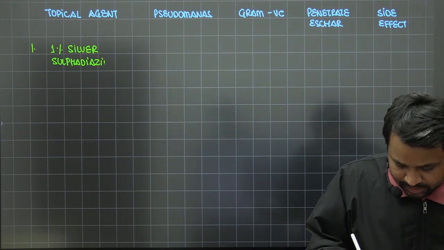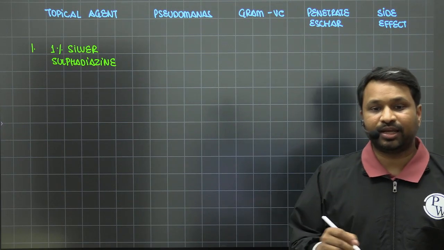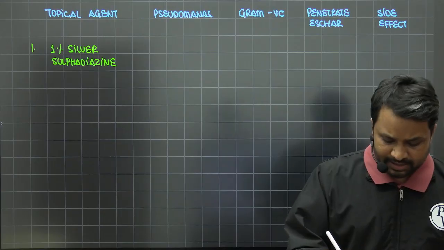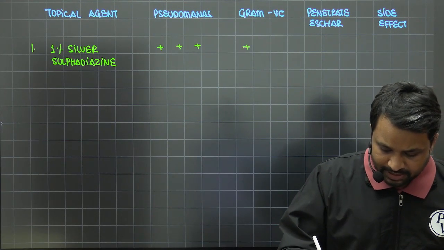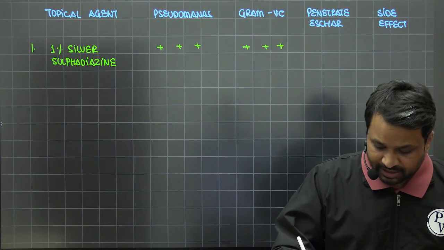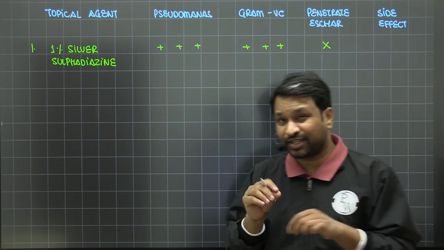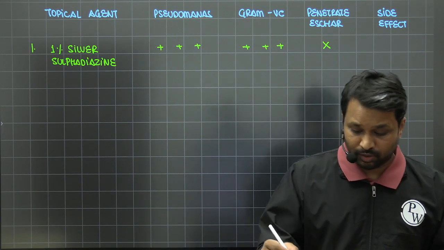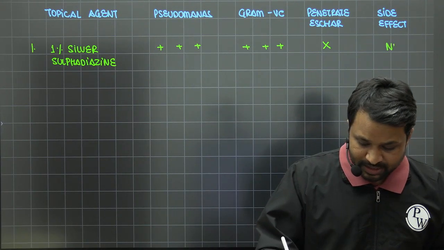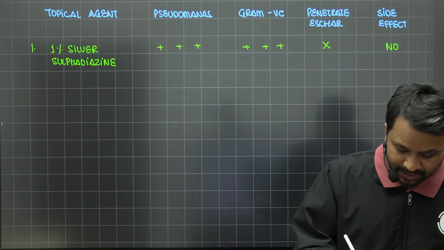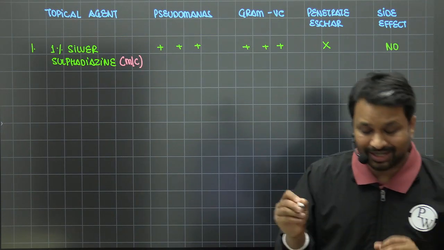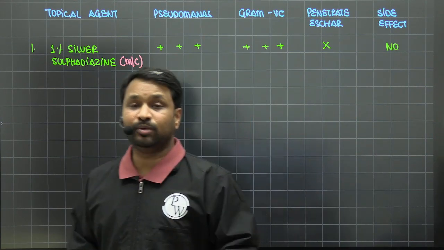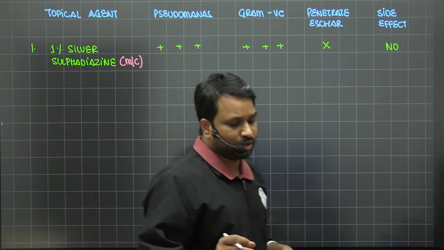It is 1% silver sulfadiazine. Now the good thing about silver sulfadiazine is that it is going to be extremely effective against Pseudomonas as well as gram-negative bacteria. It cannot penetrate eschar. So if there's an eschar, this agent is going to be useless, and there are no specific side effects. That is why this is now considered the most common topical agent that we usually prescribe to our patients for burn wound management.